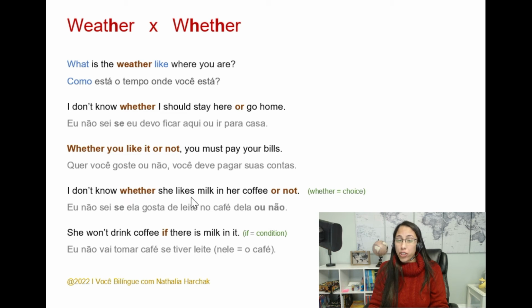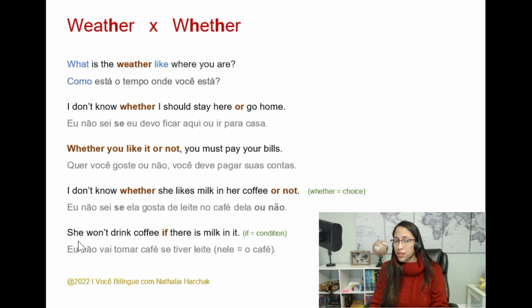I don't know whether she likes milk in her coffee or not. So in this case, whenever I use the word whether, I also use or not because I'm talking about choice, alternative, okay? And a lot of people use the word if instead of whether, which is okay. It's interchangeable, but there is a slight difference between them.